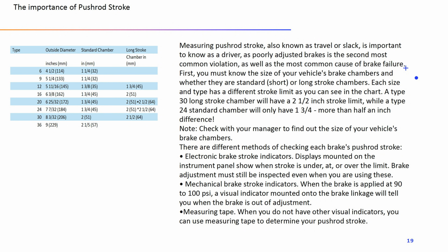There are different methods of checking each brake's pushrod stroke. Electronic brake stroke indicators. Displays mounted on the instrument panel show when stroke is under, at, or over the limit. Brake adjustment must still be inspected even when you are using these. Mechanical brake stroke indicators. When the brake is applied at 90 to 100 psi, a visual indicator mounted onto the brake linkage will tell you when the brake is out of adjustment. Measuring tape. When you do not have other visual indicators, you can use measuring tape to determine your pushrod stroke. See the chart to determine the pushrod stroke.